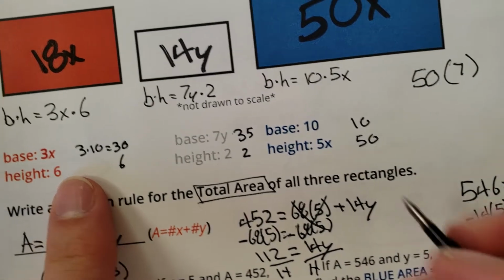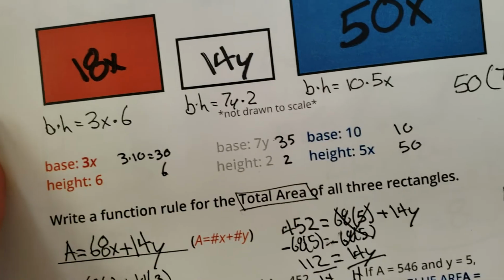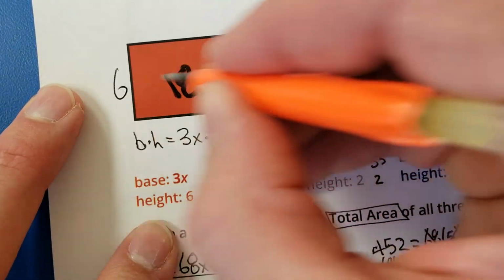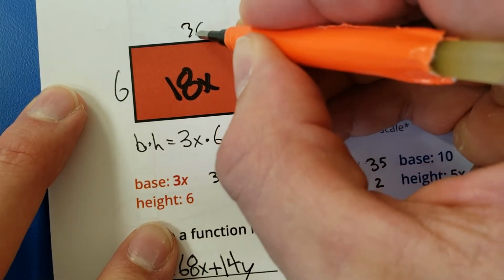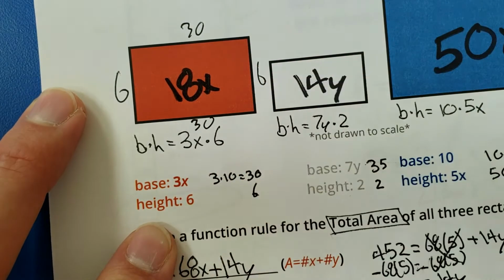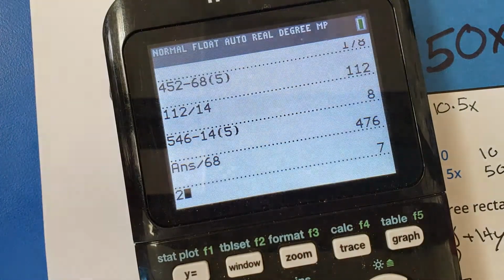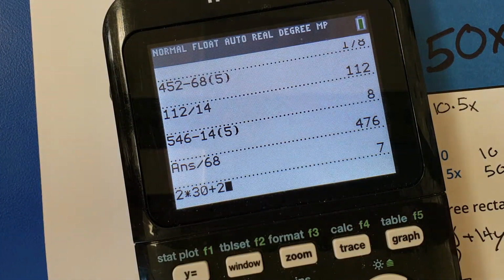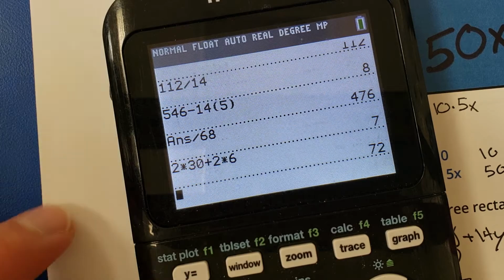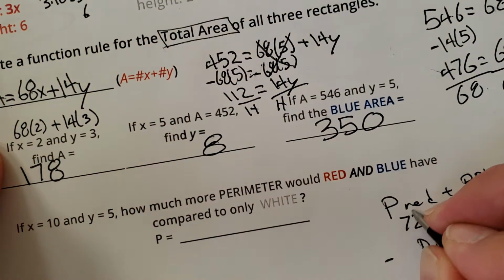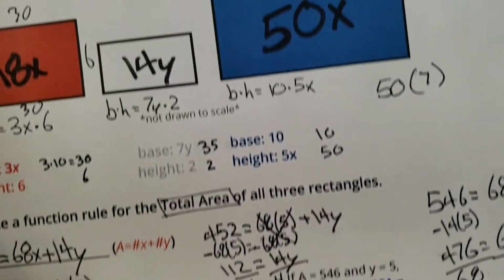Okay, holy cow. So we have the base and the height. So I'm going to go and draw right on the shapes. Okay, so the height is 6. We'd have a 6, we'd have a 6, we'd have a 30, we'd have a 30. Okay, so the perimeter of the red would be 2 30s and 2 6s. Here we go. 2 30s plus 2 6s would be 72. Okay, so the perimeter of the red is 72. One piece down, a few more to go.